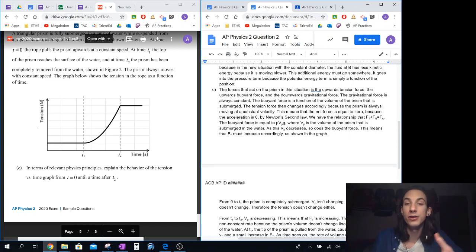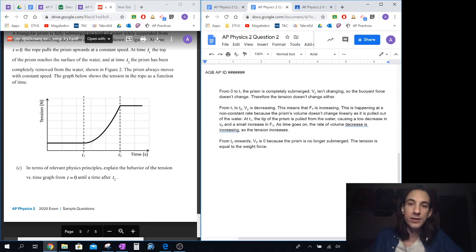Now we're going to reference volume and tension. When we're talking about volume, why does that matter in terms of tension? So we can just come in here and say from 0 to t1, the prism is completely submerged. Vp isn't changing, so the buoyant force doesn't change. Therefore, the tension doesn't change either.